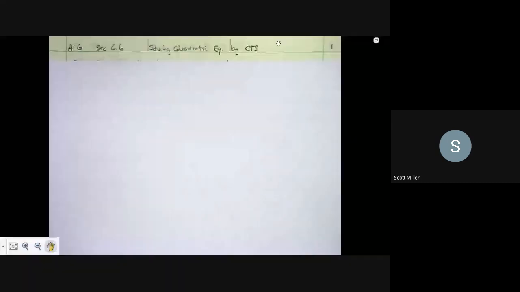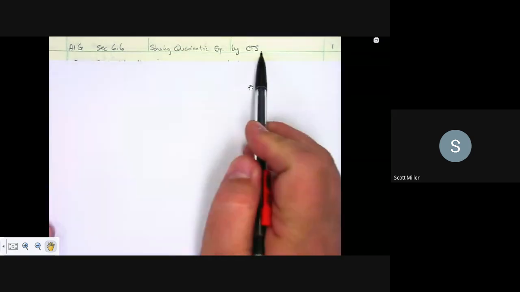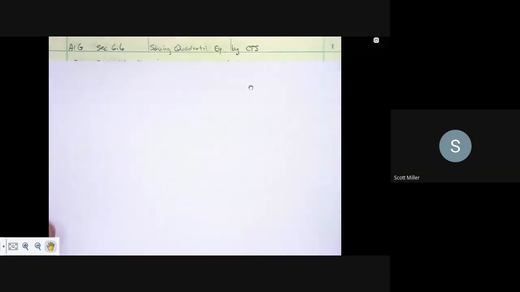Okay, in today's lesson, we're going to look at how to solve quadratic equations by the complete the square method. Completing the square method. That's what CTS stands for. And we're going to do some problems a little bit later on in the worksheet. So the first thing I'm going to do is I want to talk about this.